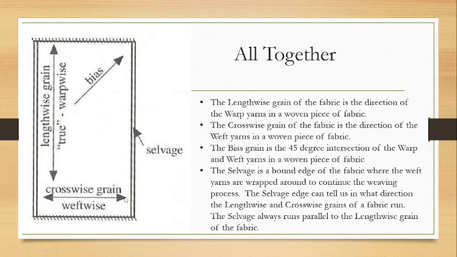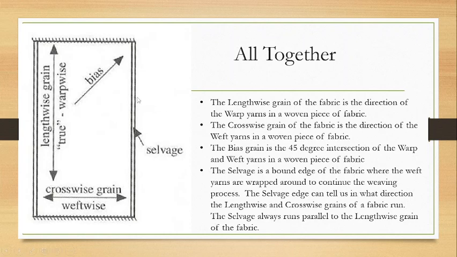So we know what those are, but once we put those together, what we also have is a third grain that arises, which is the bias grain. Now the bias grain is not defined by a set of yarns like the lengthwise and crosswise grain are. There's no set of yarns running at this diagonal through the fabric. What it is defined by is the 45-degree intersection between the length and cross grains.